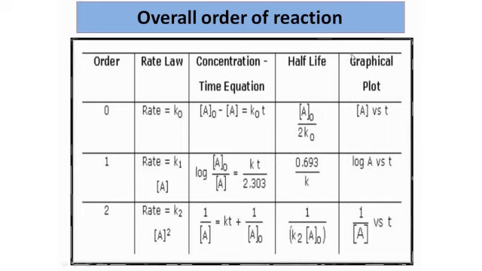And the graphical plot is generally plotted as concentration versus time for zero order reaction, log of the concentration of the drug A versus time for first order, and inverse of the reactant concentration versus time for the second order reaction. Clear?